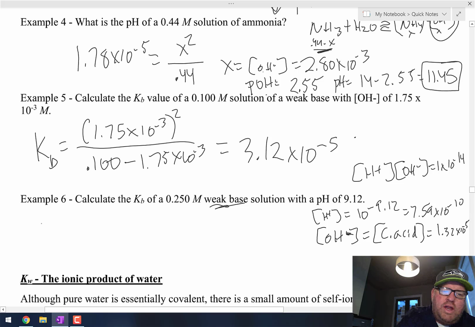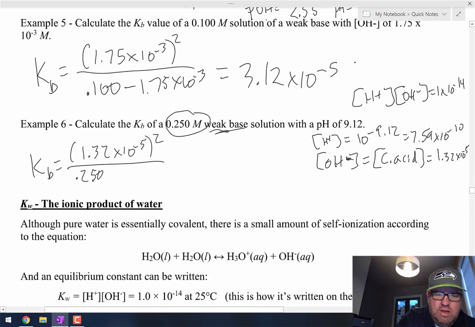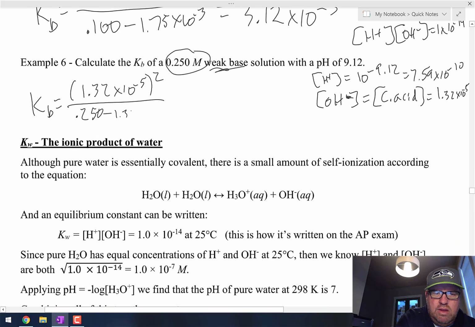Okay, so if we're going to calculate the Kb value, it's the concentration of hydroxide and the conjugate acid on the top squared over the concentration of the weak base subtracting, and again, it's not going to make any difference because notice that minus, it's so small that you're not going to see any difference in the answer, but you still should show it, and you still should put it in your calculator. Again, you might as well.